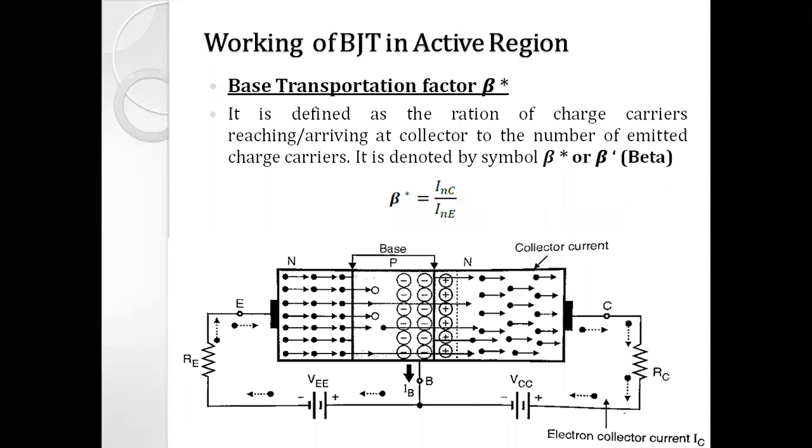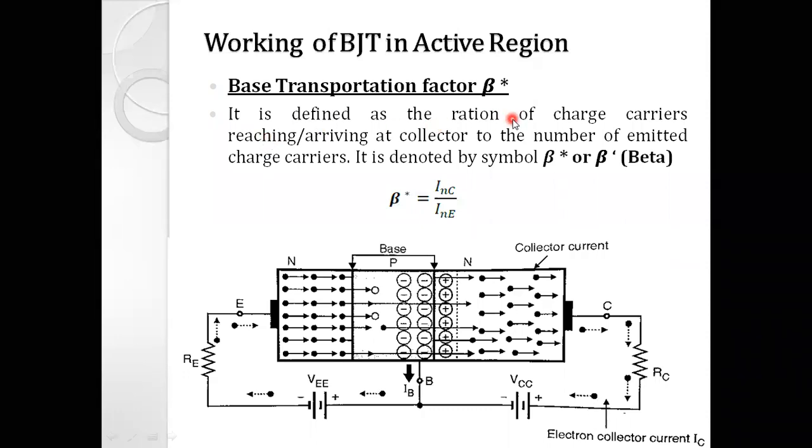Let us go through another terminology, that is the base transportation factor. It is defined by beta. Here the notation used is beta. So what is this base transportation factor? Again, it is a ratio between two currents. The first current is INC and the second current is INE. What is INC and what is INE? First of all, let us go through the definition of this terminology.